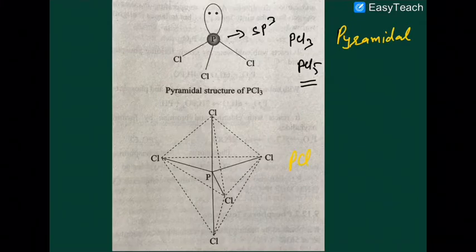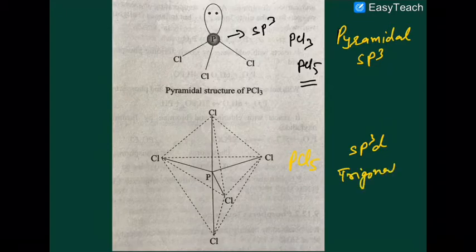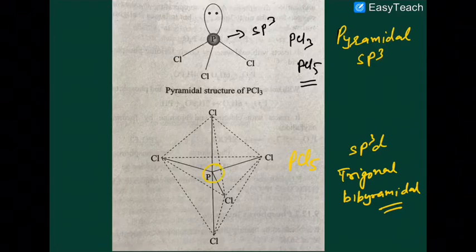But in case of PCl5, it is sp3d, trigonal bipyramidal. Now, in this phosphorus atom, these two chlorine bonds are perpendicular to the plane of these three bonds, 1, 2, 3. These three bonds are at 120 degrees to each other.